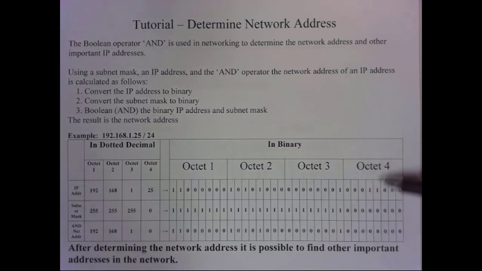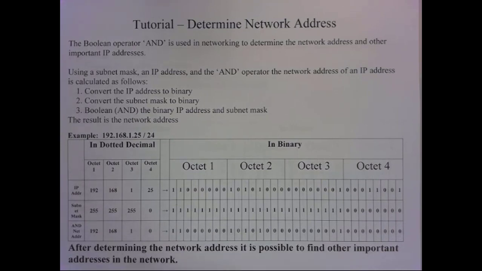What happens when we get down here to octet number 4 where I have a 0 and a 0? If I've got a 0 and a 0, I'm going to keep it as a 0. A 0 and a 0 will be a 0, and so forth. So I now have a result because I have Booleaned my IPv4 binary bits with my subnet mask bits.